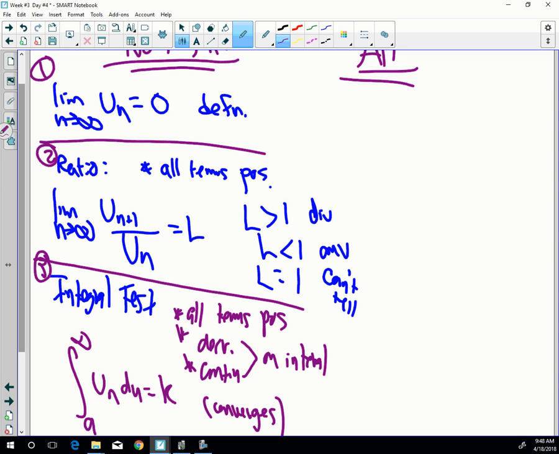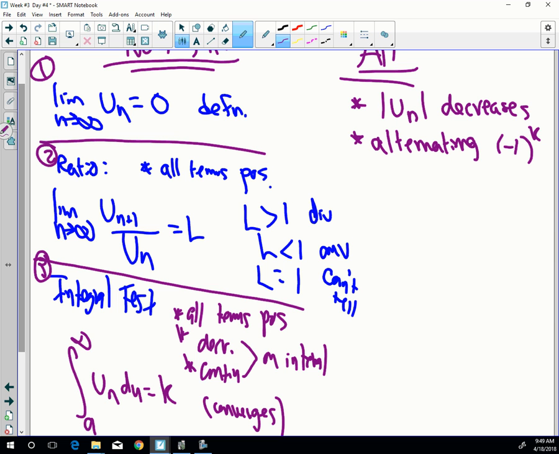Now, for the alternating series, all you have to do are 3 things. You have to make sure that the absolute value of those terms decreases. You can just say it, and you're fine. It has to be alternating somehow. Usually, it's -1 to the k. And the third is you just take the limit as n approaches infinity. If that u of n equals 0, then it is convergent. There are no other tests.